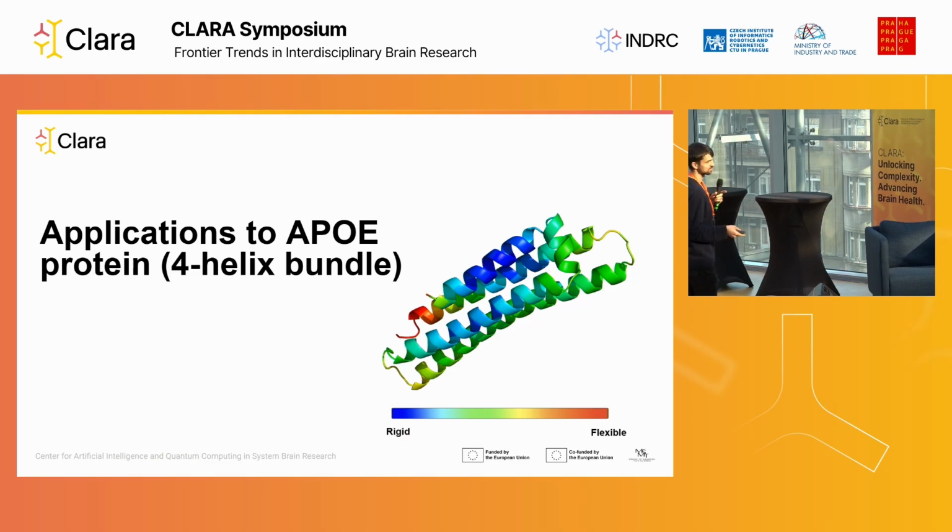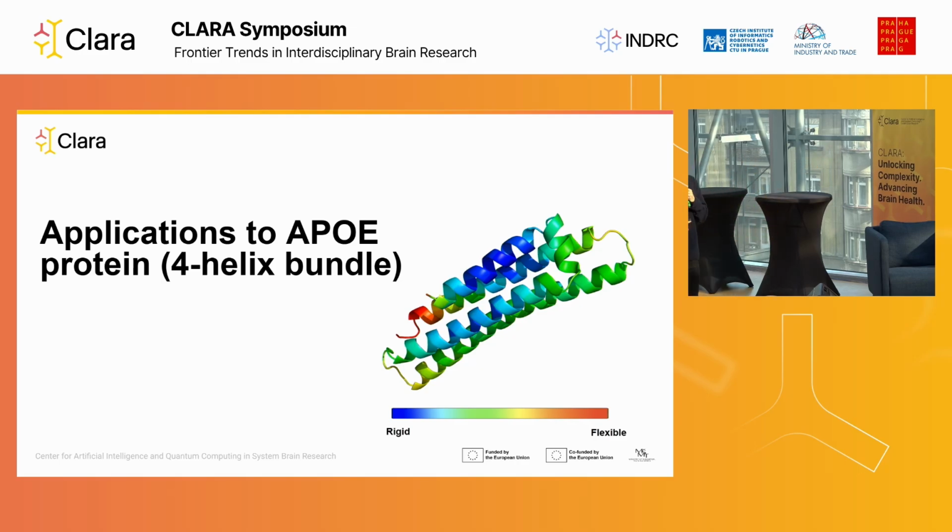Now, to conclude, let me briefly talk about our ongoing work on applying the tool to the APOE protein. Here we can see the visualization of the prediction for the 4-helix bundle of the APOE protein. That's the best studied part of this protein. In the warmer colors, we can see the higher flexibility, and in the blue colors, we can see the more rigid parts of the protein.